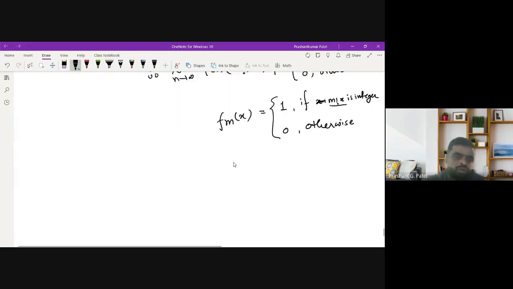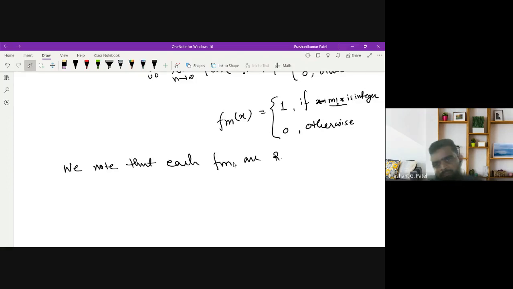So we note here that each fm is Riemann integrable.